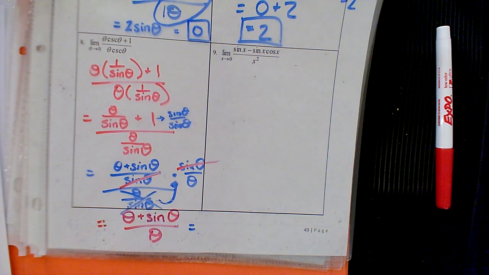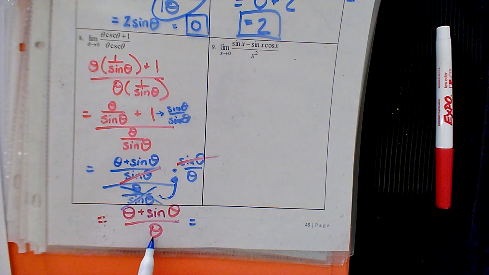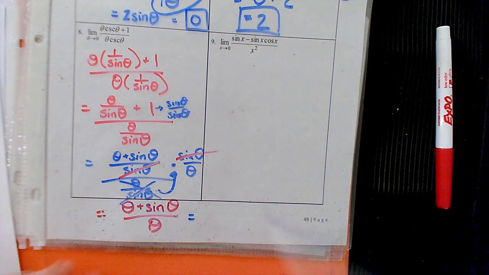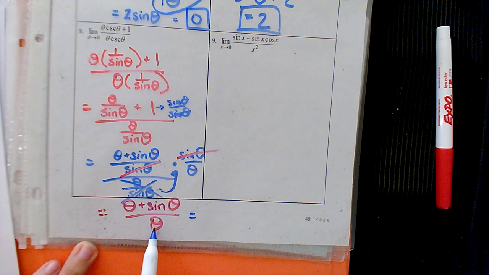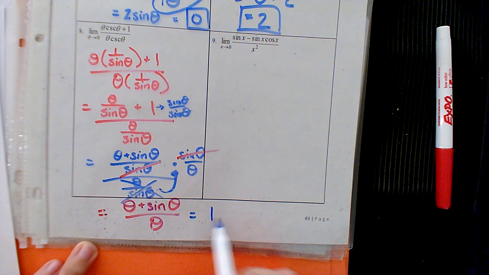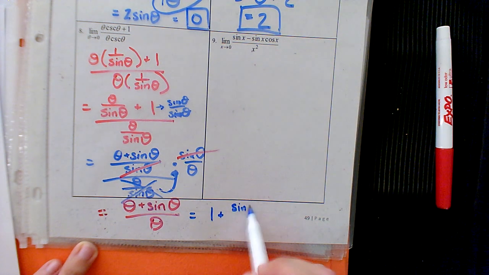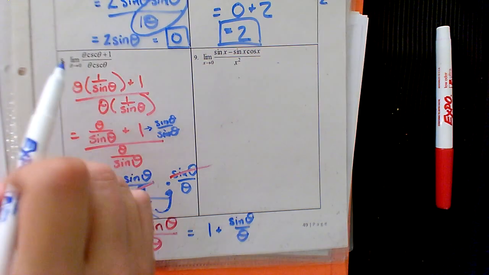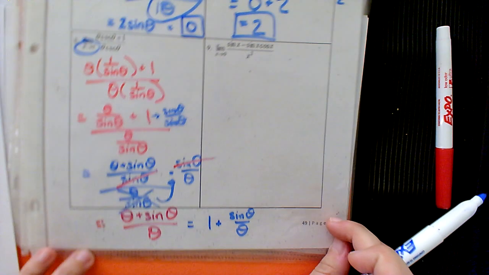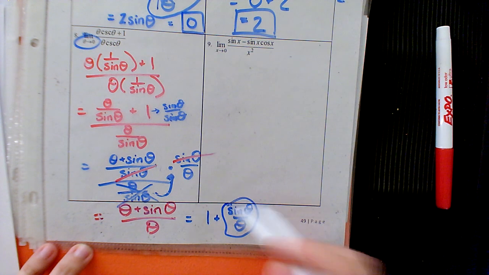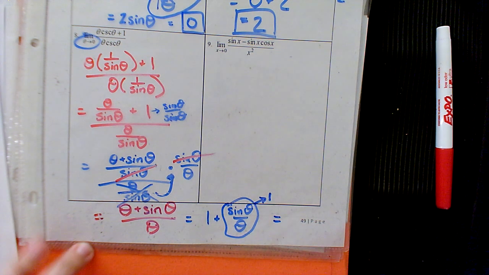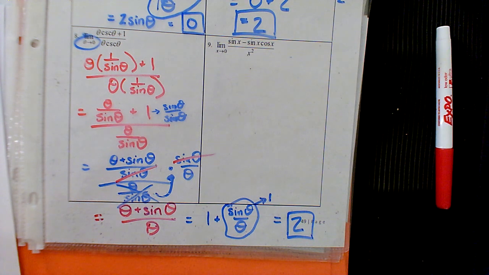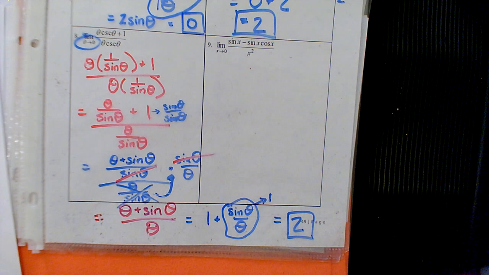I'm thinking we break it up. You're dividing by one thing, right? Let's break up the fraction. So theta over theta is 1, and then we'll have sine theta over theta. Our limit is approaching 0. So what's this going towards? 1. 1 plus 1 is 2. Good.